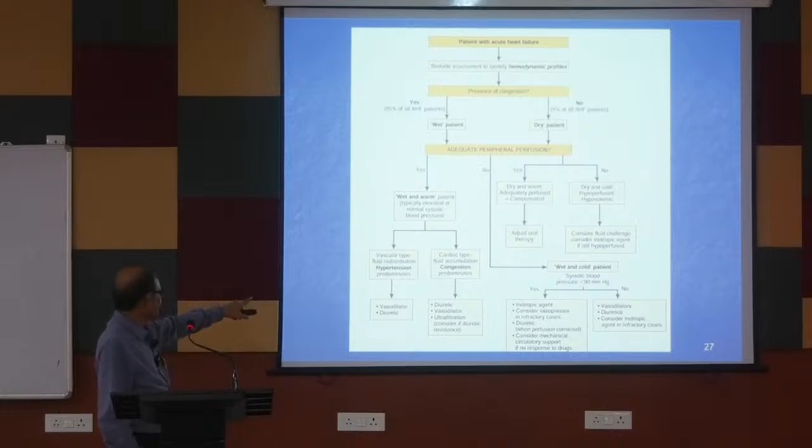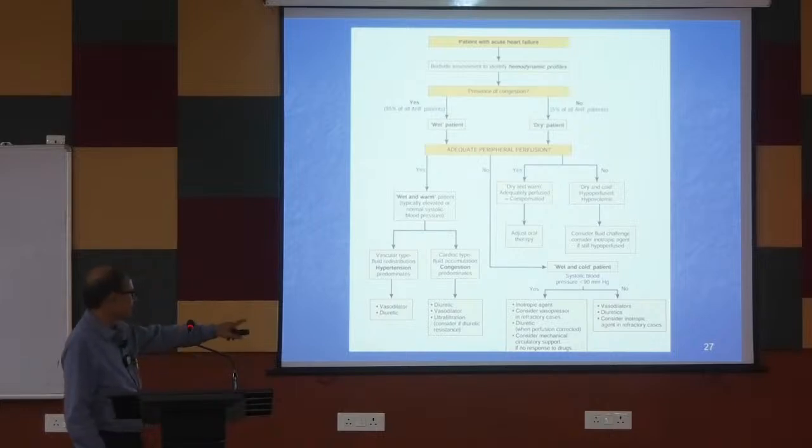ভাস্কুলার ফ্লুইড ডিস্ট্রিবিউশন, অর্থাৎ হাইপারটেনশন প্রিডমিনেট, তাহলে ফার্স্ট ভেসোডাইলেটর, সেকেন্ড ডাইউরেটিক। উল্টোটা কার্ডিয়াক টাইপ অফ ফ্লুইড অ্যাকুমুলেশন, দ্যাট ইজ কনজেশন, তাহলে ফার্স্ট ডাইউরেটিক, দেন ভেসোডাইলেটর, দেন আলট্রাফিল্ট্রেশন। ক্লিয়ার?